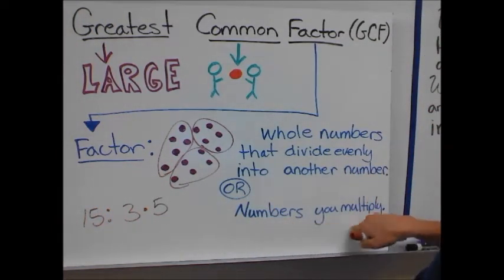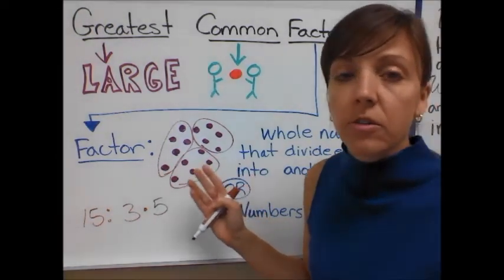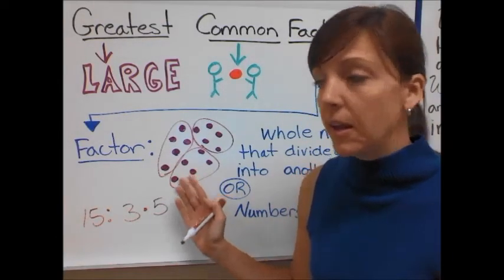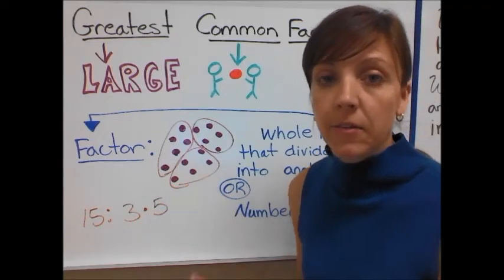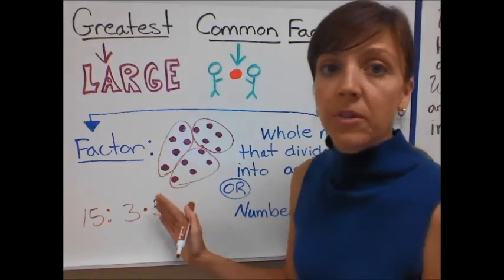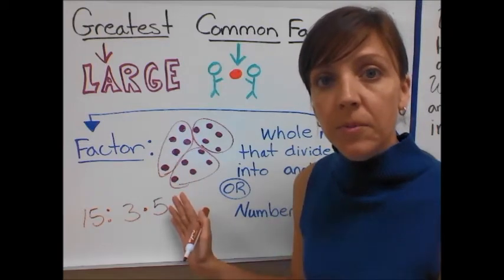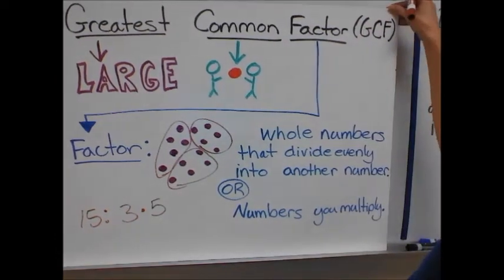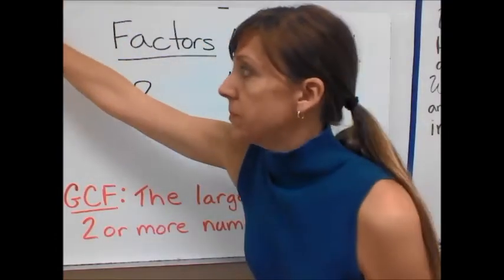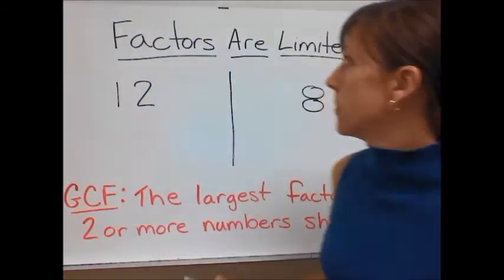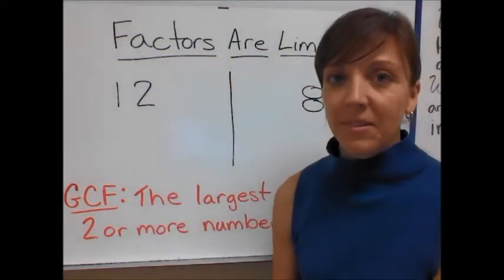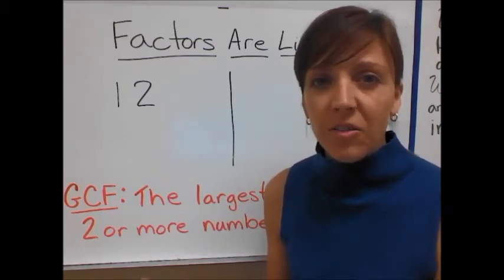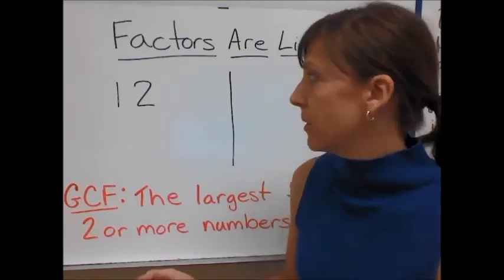Factors are also numbers that you multiply. 3 times 5 are factors of 15 because we multiply them to get 15. We can also divide them evenly into 15. So factors are numbers that divide evenly into another number, or that you multiply to get that number. Factors are limited. It's important that you know factors are ending. There's only a certain number of factors for each number.